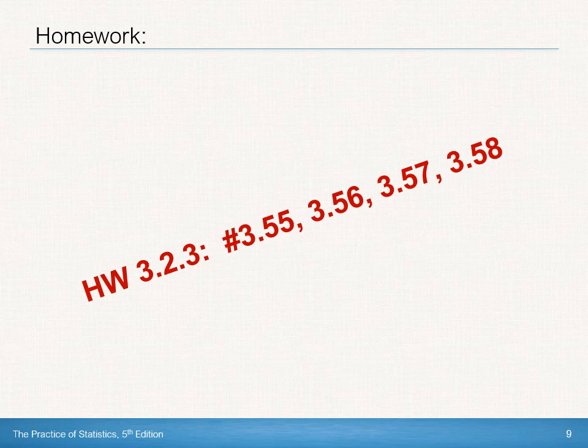All right, so this is the homework for the third part of section 3.2. Remember, that's just numbers 55, 56, 57, and 58 from chapter 3.